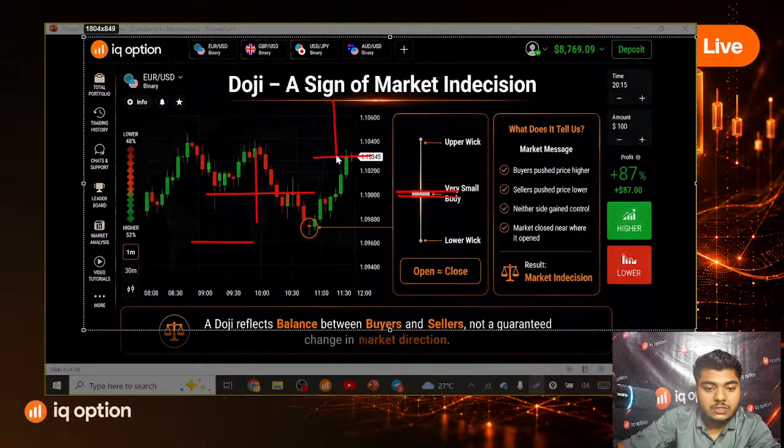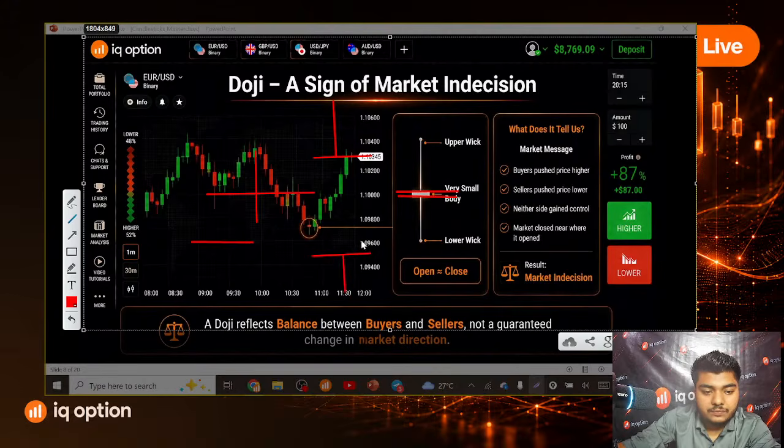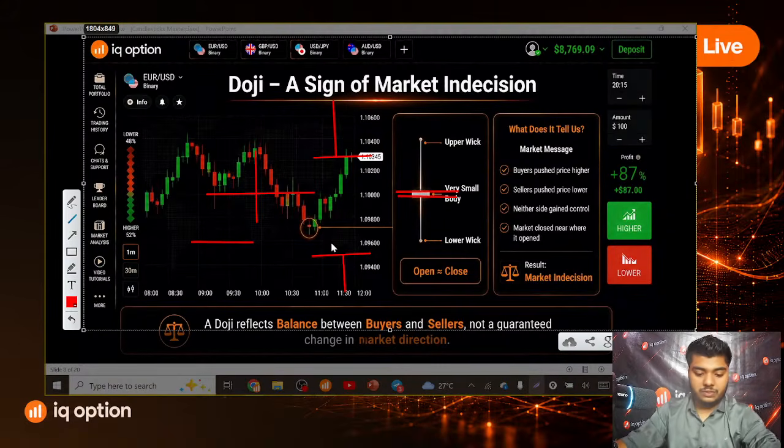This is called a gravestone doji. This is called a dragonfly doji. Okay, this is called a plus doji. This is an indecision doji. Okay, a lot of types of doji you will find in the market.